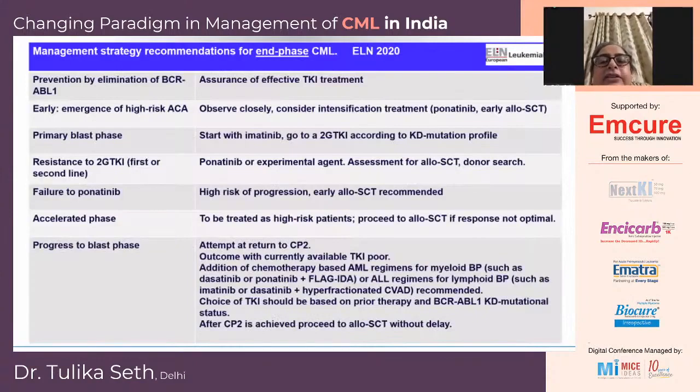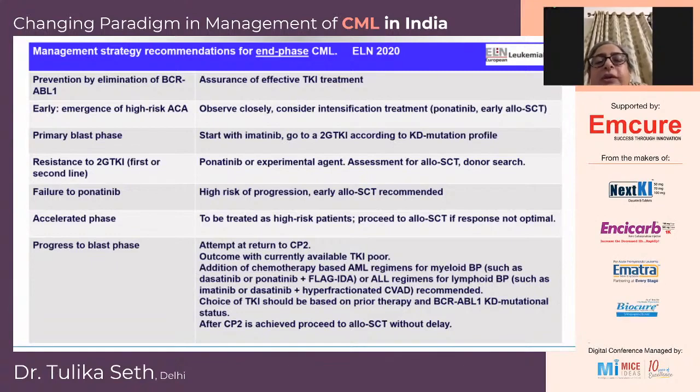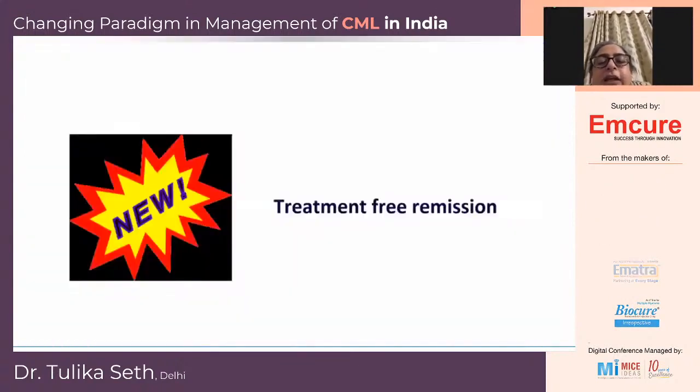And this is a very important table where they talk about end-phase CML and the different strategies of what to do. And one of the important things I saw here was that if you have resistance to a second-line TKI, whether first line or second line, they recommend going to ponatinib, which of course may be something that we would have to see in our scenario, or it says to go on to allogeneic transplant. So this is an additional table which tells you what to do with more advanced stage CML. And it really talks a lot about treatment-free remission.